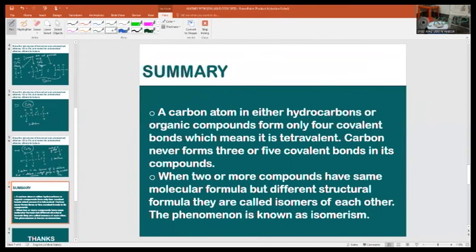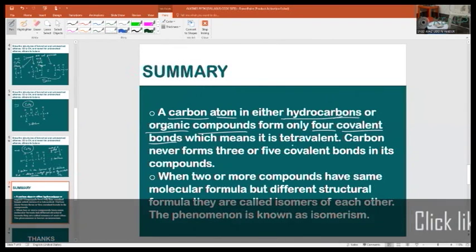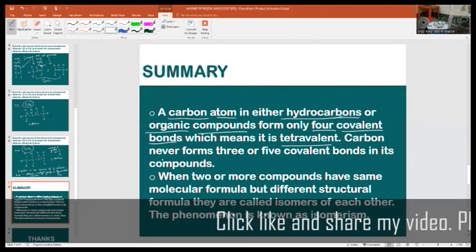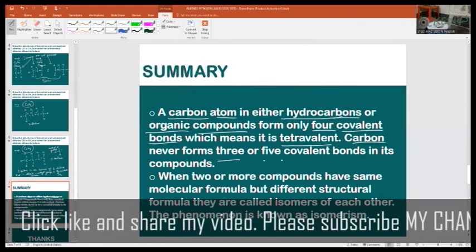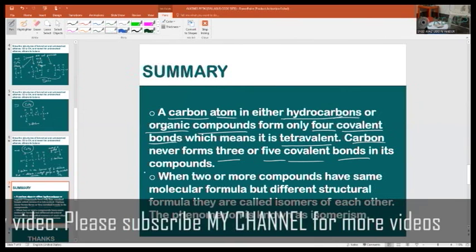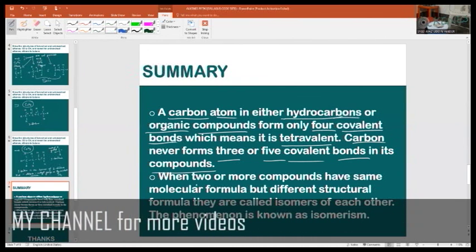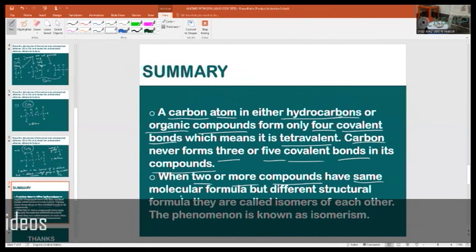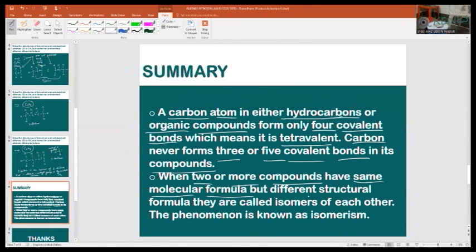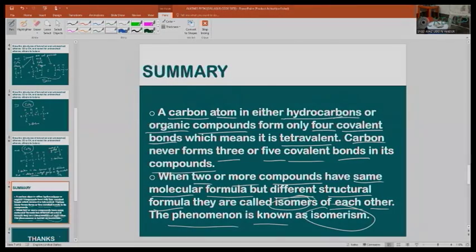In summary, a carbon atom in either hydrocarbons or organic compounds forms only 4 covalent bonds, which means it is tetravalent. Carbon never forms 3 or 5 covalent bonds in its compounds. When 2 or more compounds have the same molecular formula but different structural formula, they are called isomers of each other. The phenomenon is known as isomerism.